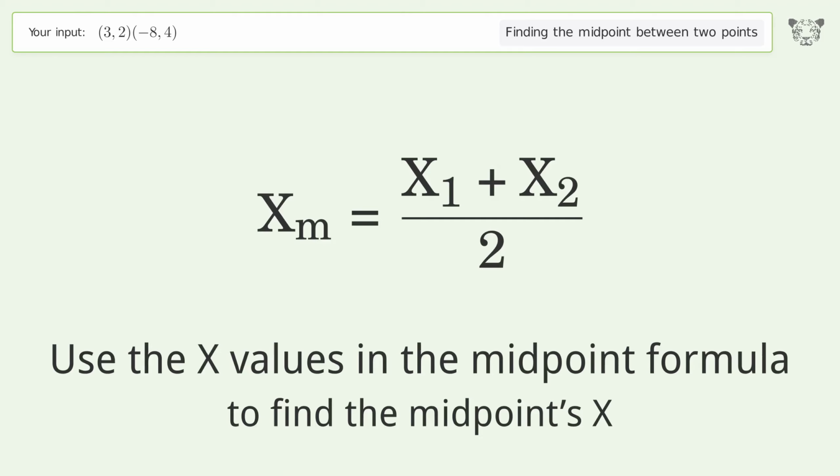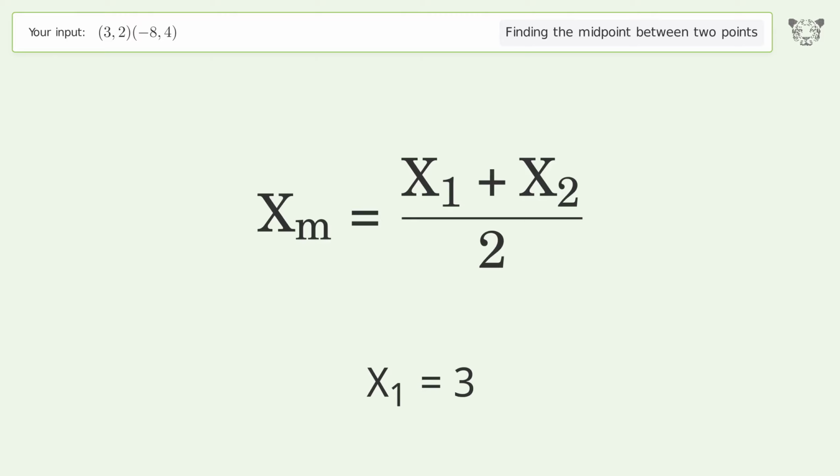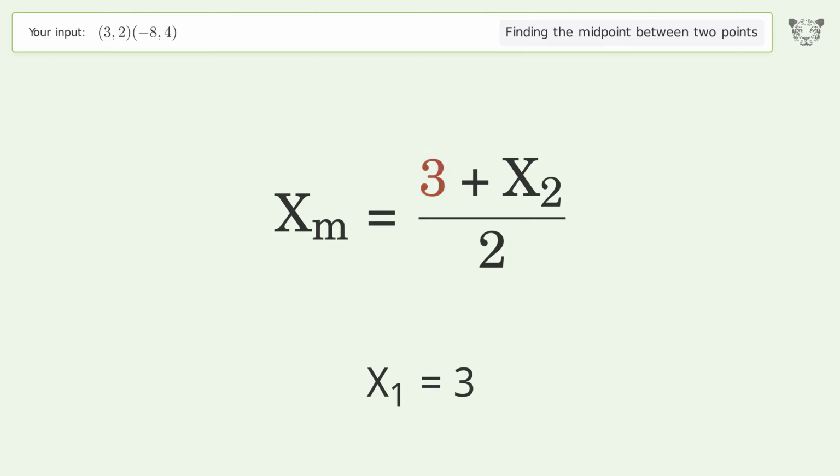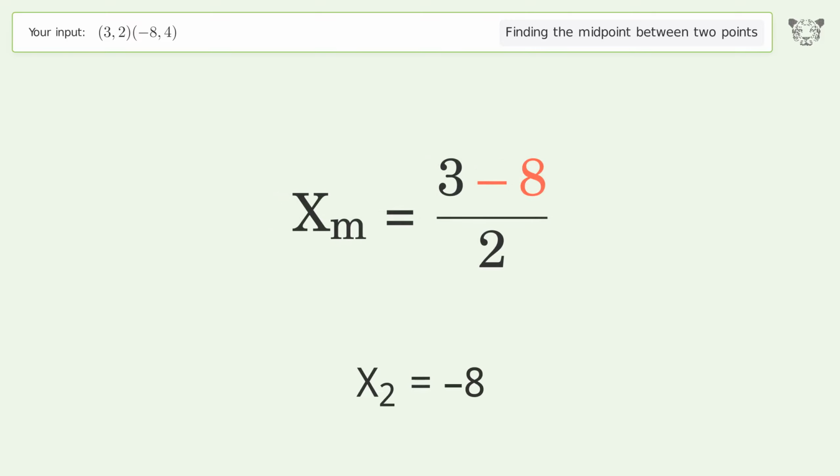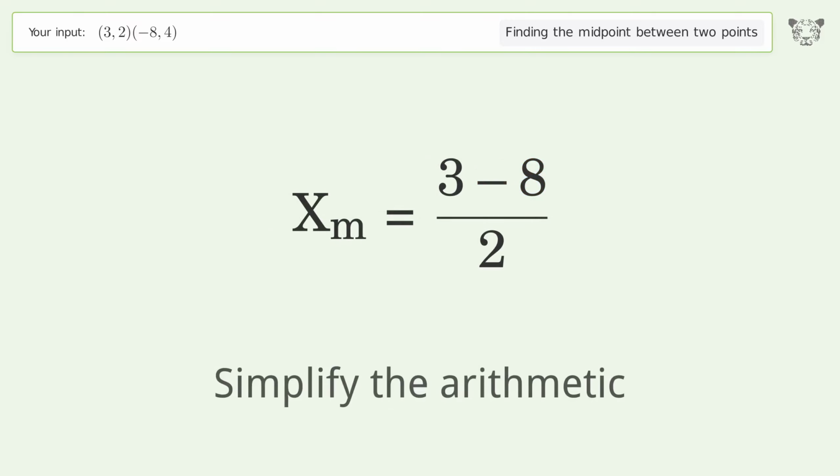Use the x values in the midpoint formula to find the midpoint's x. x1 equals 3. x2 equals negative 8. Simplify the arithmetic.